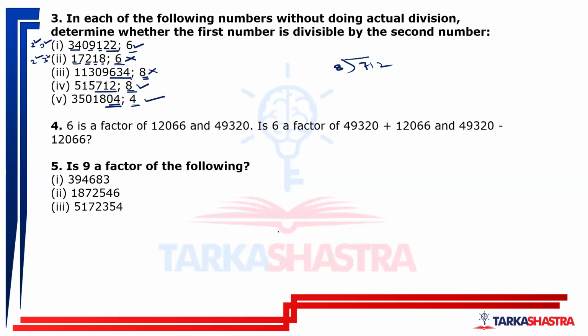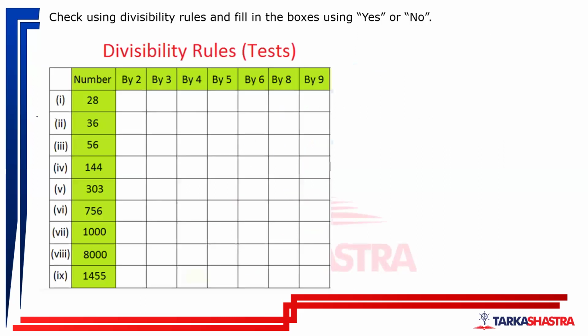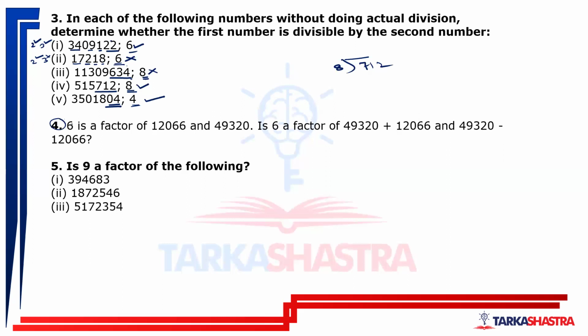Next thing that we have to understand here is the fourth question. 6 is a factor of this and this. First, let us check: is 6 a factor of this? So yes, divisible by 2.